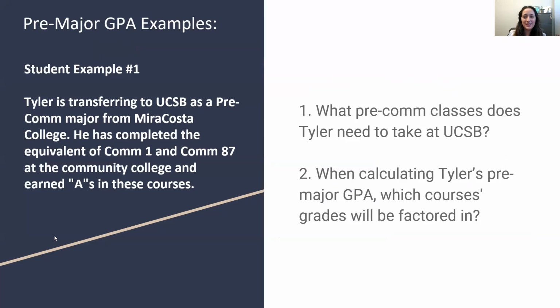So we're going to next read some examples of some transfer students to help you understand how the pre-major GPA is actually calculated. So Tyler is transferring to UCSB as a pre-comm major from Miracosta College, which happens to be one of the colleges I went to. He completed the equivalent of Comm 1 and Comm 87 at the community college and earned A's in both of these courses. So we'll give you a few seconds to think about the answers to the following questions. Number 1, what pre-comm classes does Tyler need to take at UCSB? And number 2, when we're calculating Tyler's pre-major GPA, which courses' grades will be factored in? So again, take a second to think about the answers in your head.